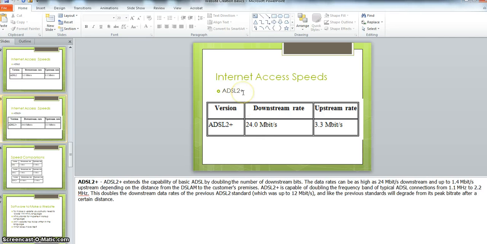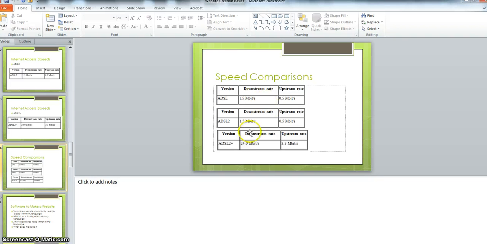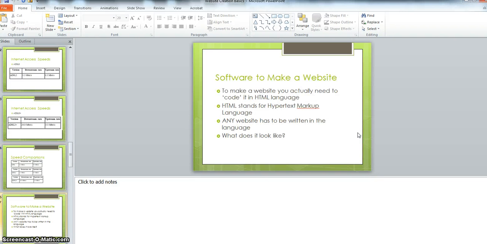Nowadays we have ADSL2 Plus, and you can see that the download is 24 megabits and the upload is 3.3 megabits. Remember, we hardly ever use the upload. We use it every once in a while to upload YouTube videos or pictures, things like that. But mainly it's just to send pings out to websites, and then the website downloads. So that's your internet access speed, and there's your comparison.